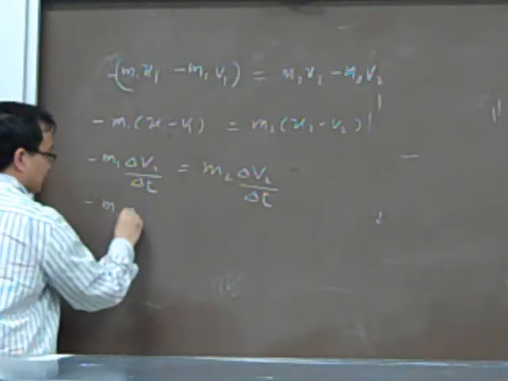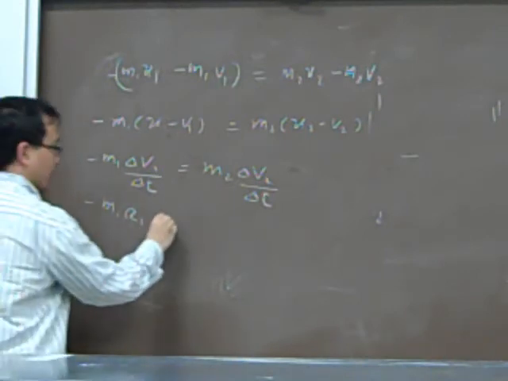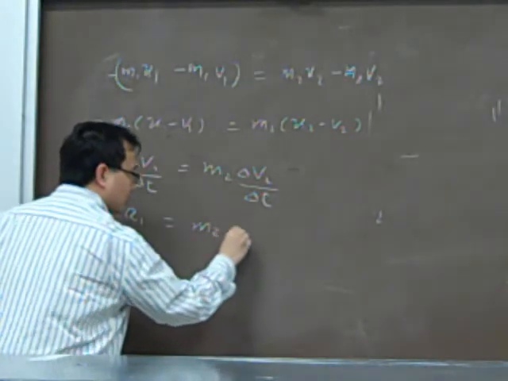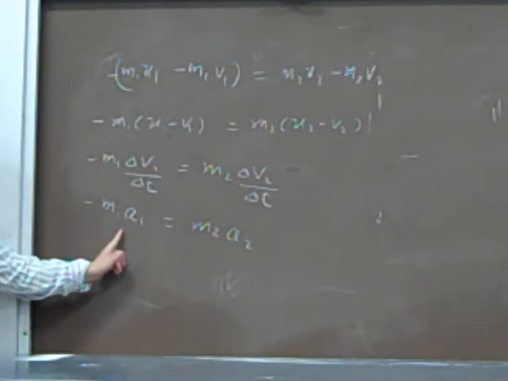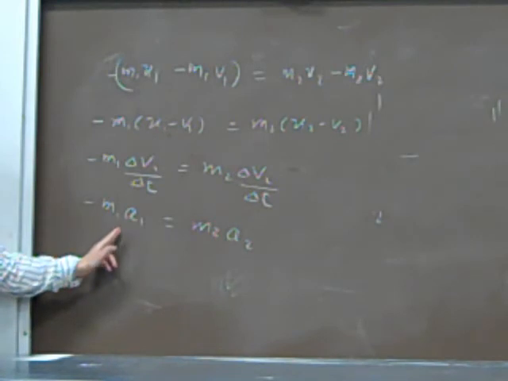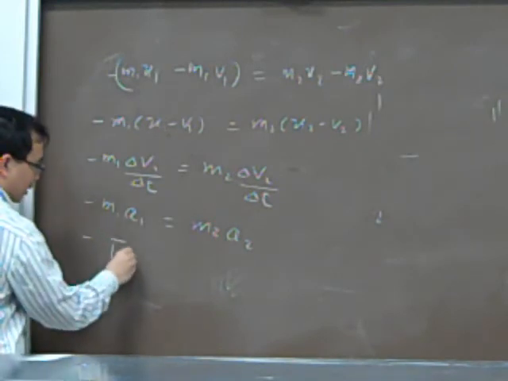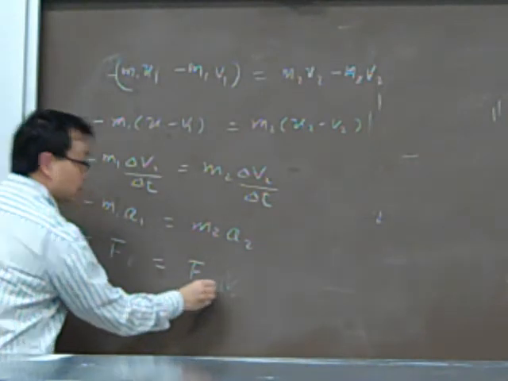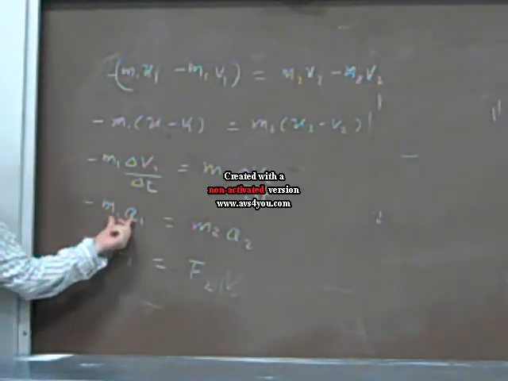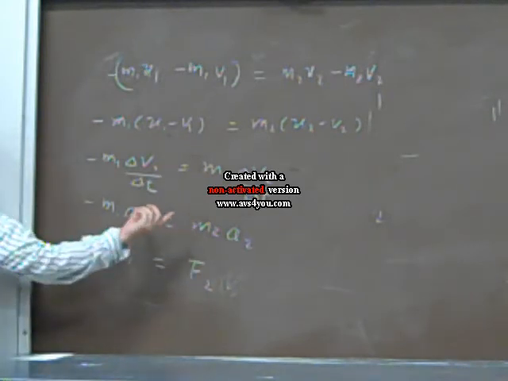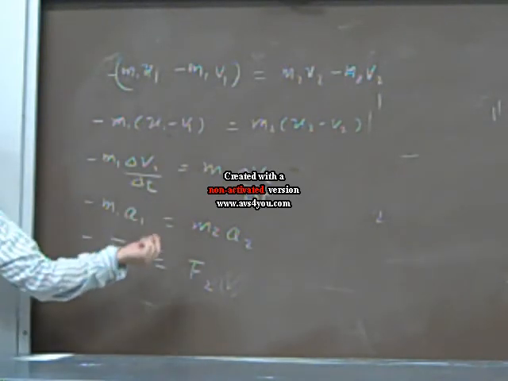This is negative m1 a1, and this is m2 a2, right? Now, by the definition of the force, okay, not by the definition, by Newton's second law, you get negative F1 equals F2, Newton's third. The forces acting on object 1 and object 2 will be equal but opposite.